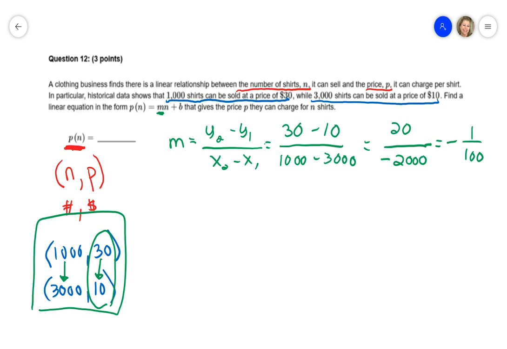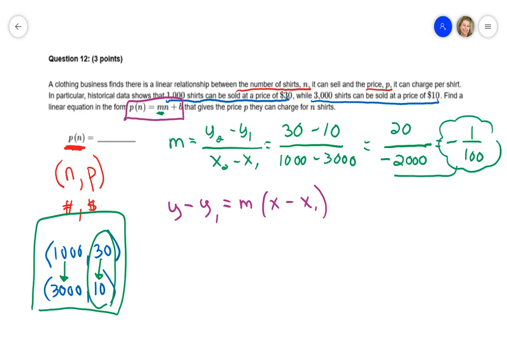It really doesn't matter. So now what I need to do is I have to put it in this form. There's several ways you can do this. One of the ways is to use what they call the point slope form of a line, which is this: y minus y sub 1 equals m times x minus x sub 1. And then I found the slope. It was negative 1 over 100. So that's going to go here.